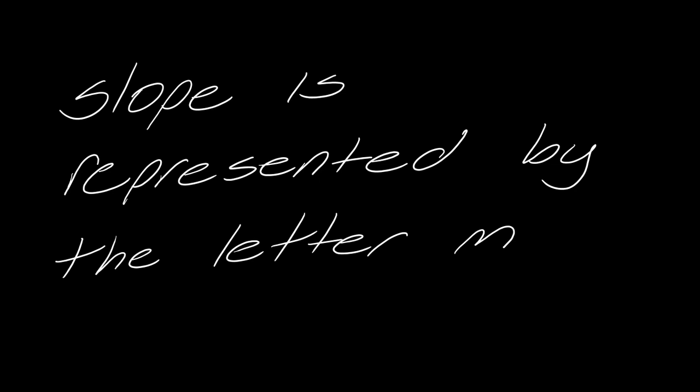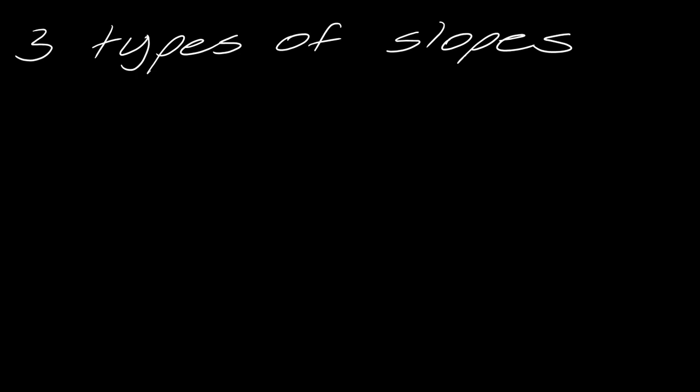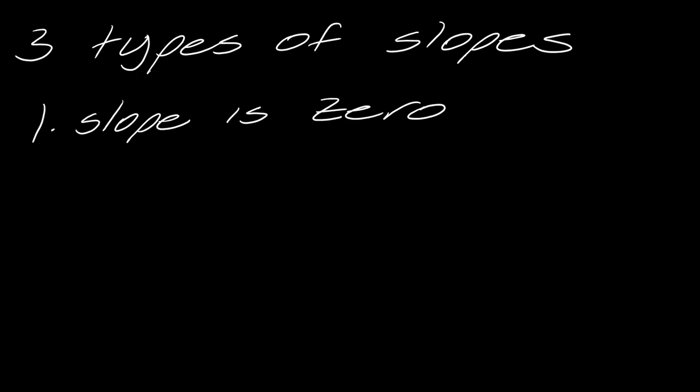When we're talking about the steepness of a line, when you look at these lines, you can tell the different levels of steepness between them, right? So the slope helps give us a measure of this. Now, as a heads up, there are really three types of slopes. The first one is where you have a slope that's equal to 0. So we'll talk about what type of line has a slope of 0.